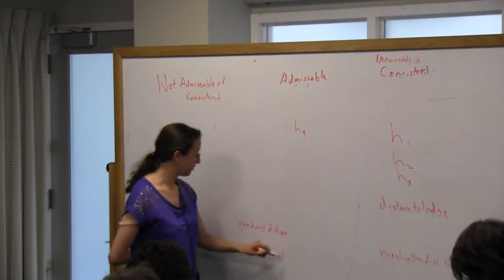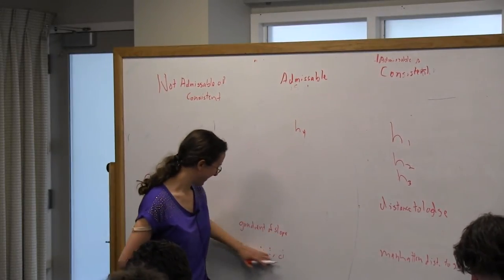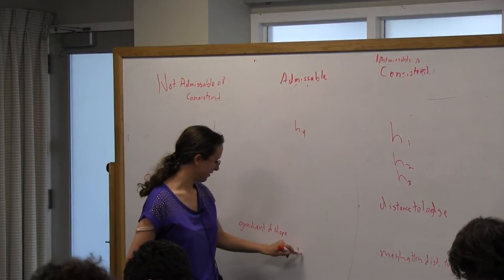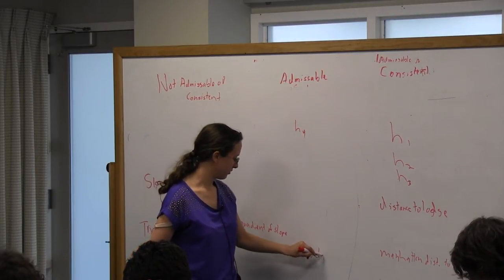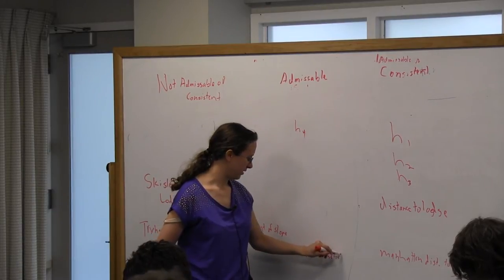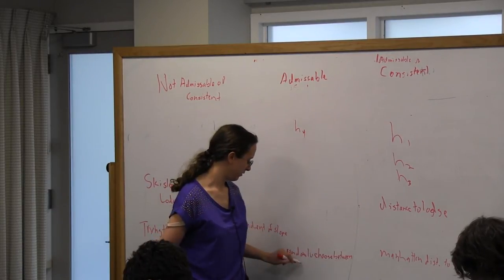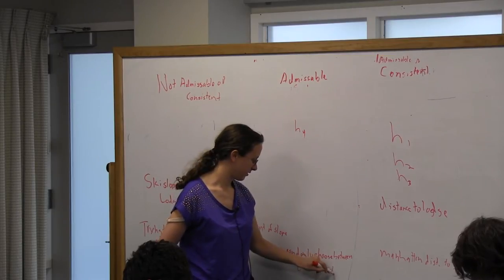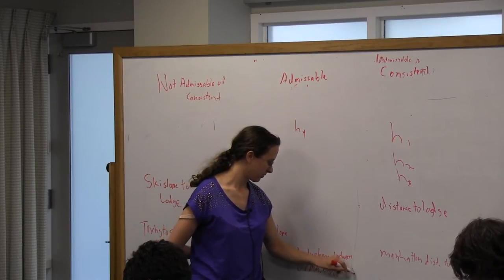Randomly choose. So I think this is admissible, but not consistent. Yeah, it'd be admissible, but not consistent. It would always underestimate. Randomly choose between 0 and Manhattan distance to the goal.